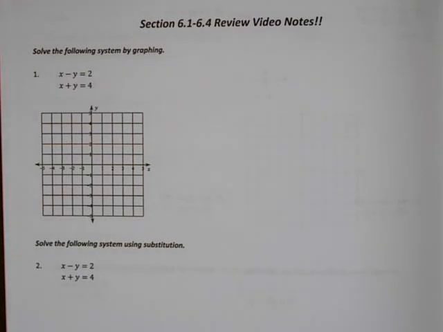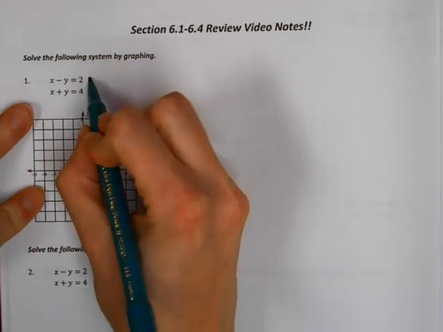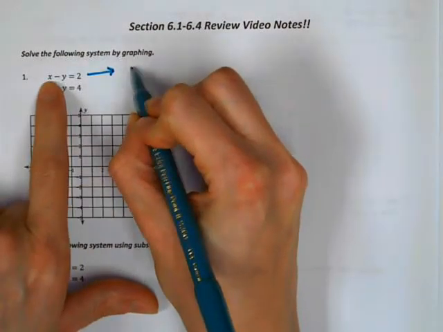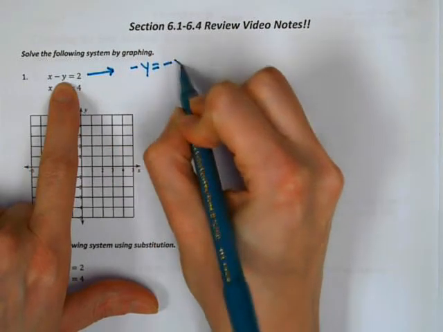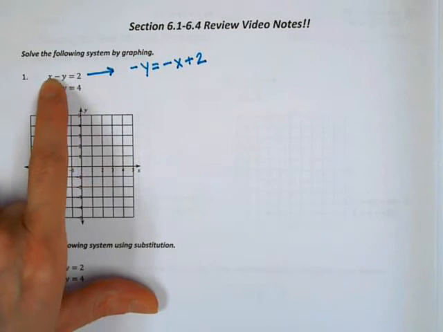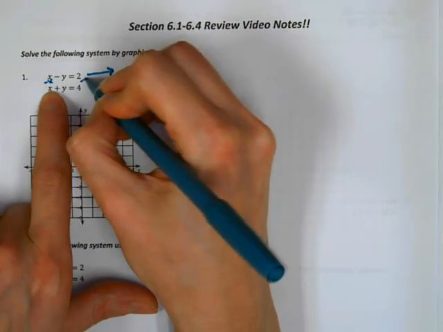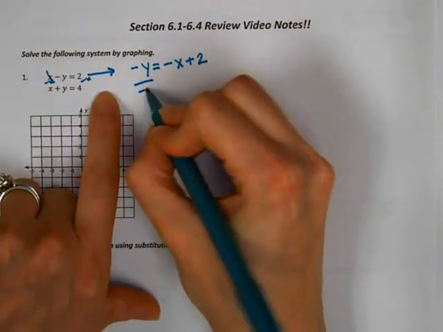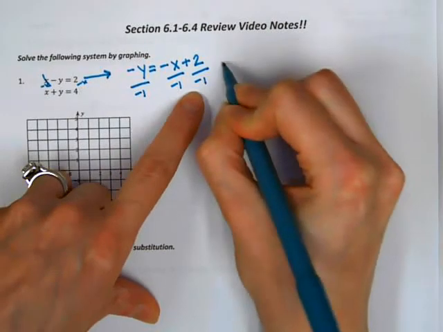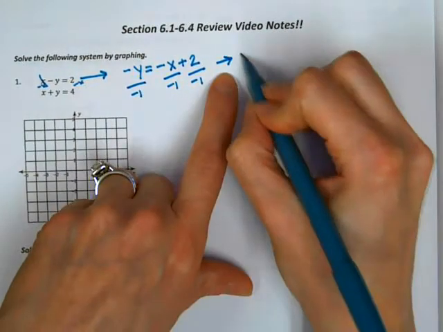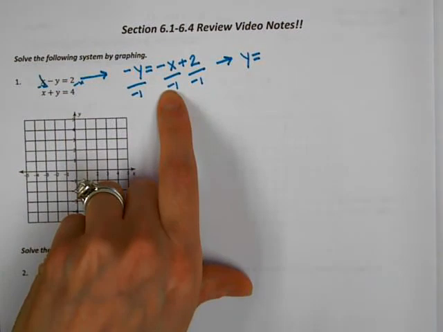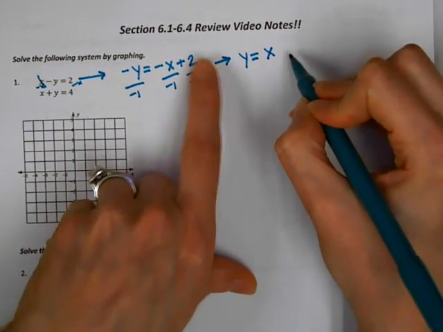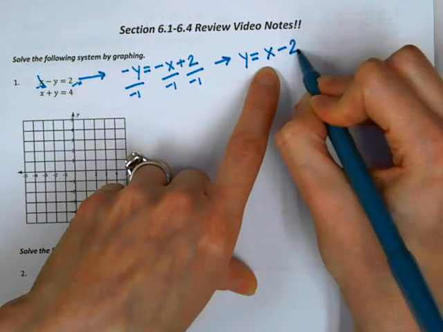So solve by graphing. This is where you have to get it in y equals mx plus b form first. If we rearrange this and subtract the x over, it's going to be negative y equals negative x plus 2. We're just subtracting the x over, and I like to switch the order. Then to get rid of the negative, we divide every single piece by negative 1, which gives us y equals x, a positive x, and then 2 divided by negative 1 is negative 2. Okay, so this is our first line.